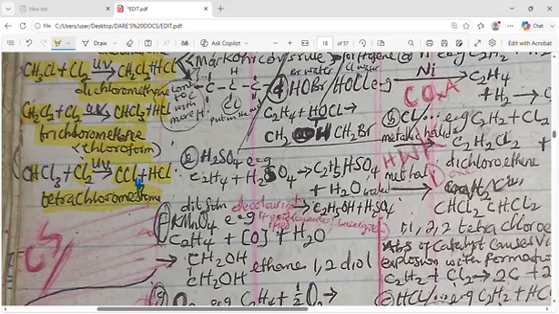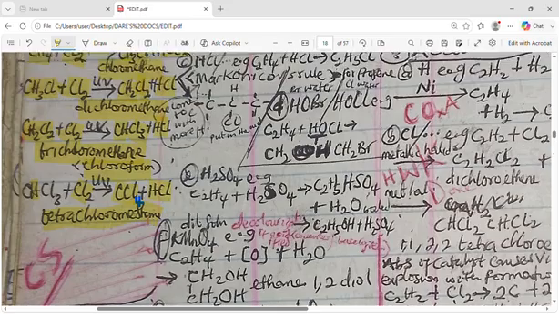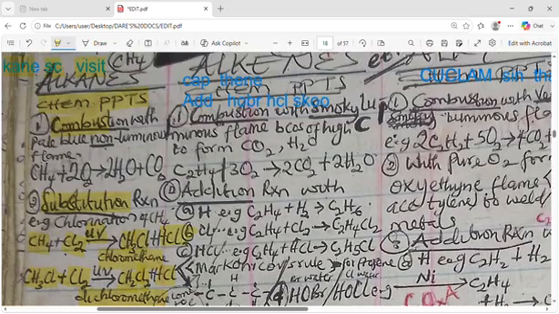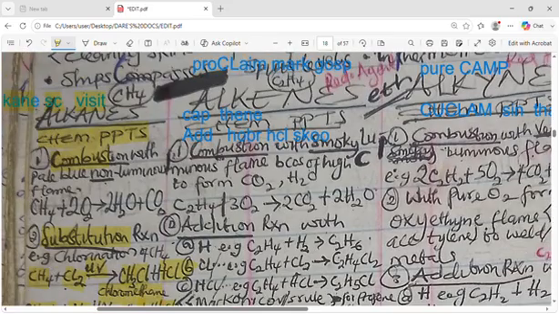Tetrachloromethane can be used as an organic solvent. So that is for the chemical properties of alkanes. Now we are moving to, okay, before we move to that of alkenes, the other letter which is C, from S and C that was mentioned earlier, is now combustion. So it means methane can undergo combustion.